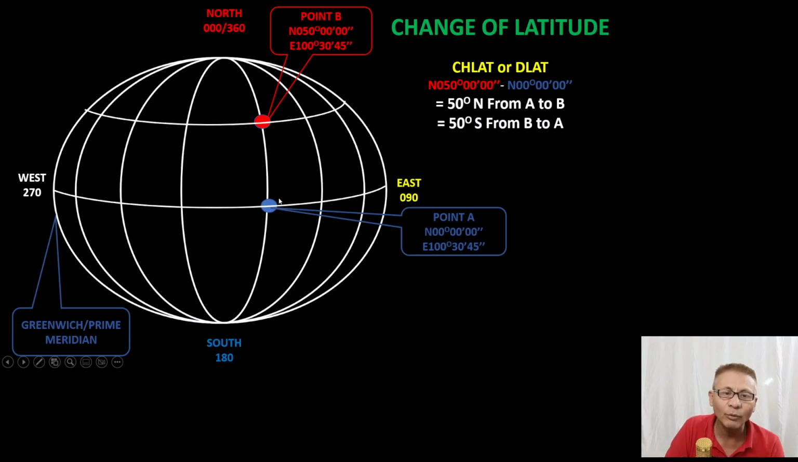So now, why is it important? If I start from the equator and say that my change in the latitude is towards north, 50 degrees north, then what will be my final position? From here I go 50 degrees north, so it has to be 50 degrees latitude. Now if I start from this point Bravo and I say that the change in latitude along the same meridian is 50 degrees south, I will be at the equator. So this is the significance of CHLAT or the DLAT.